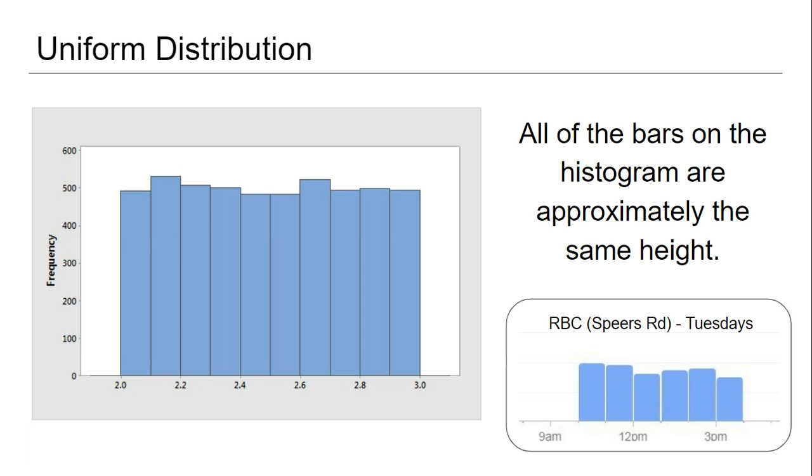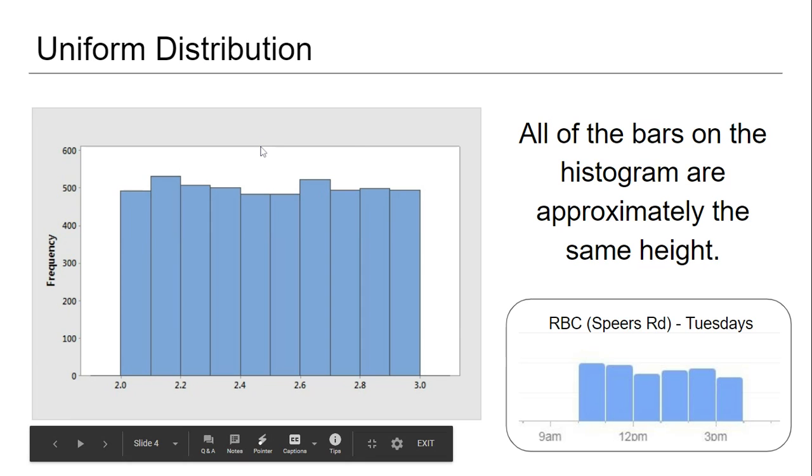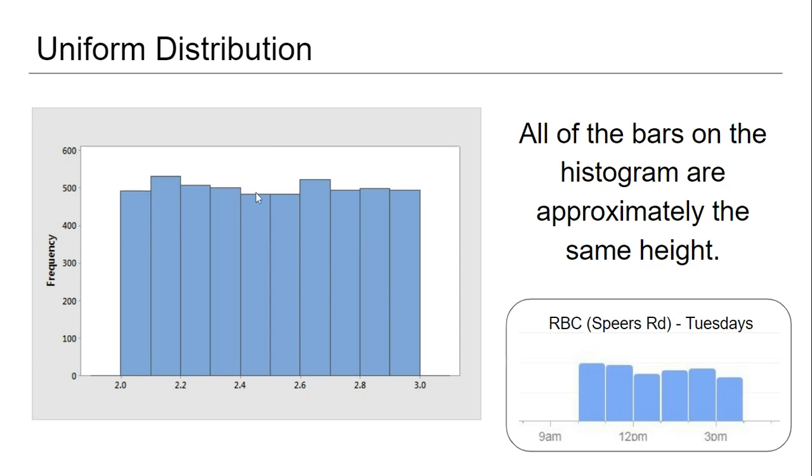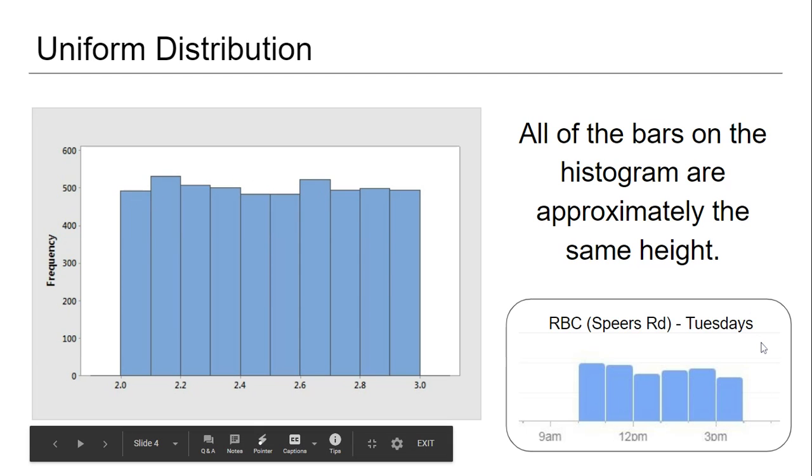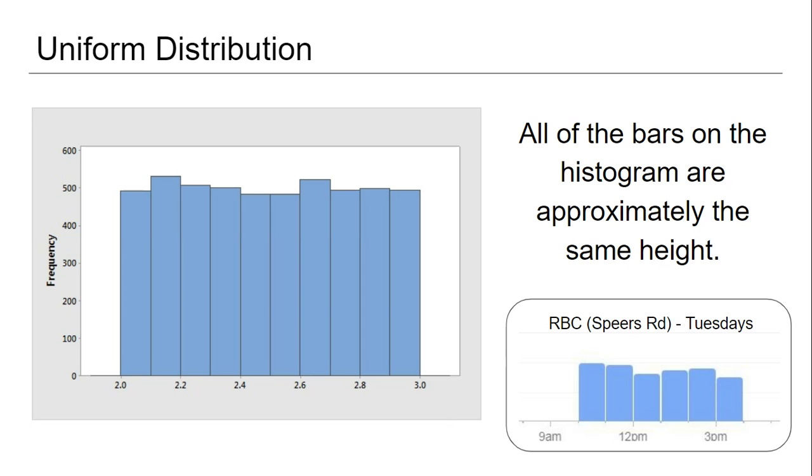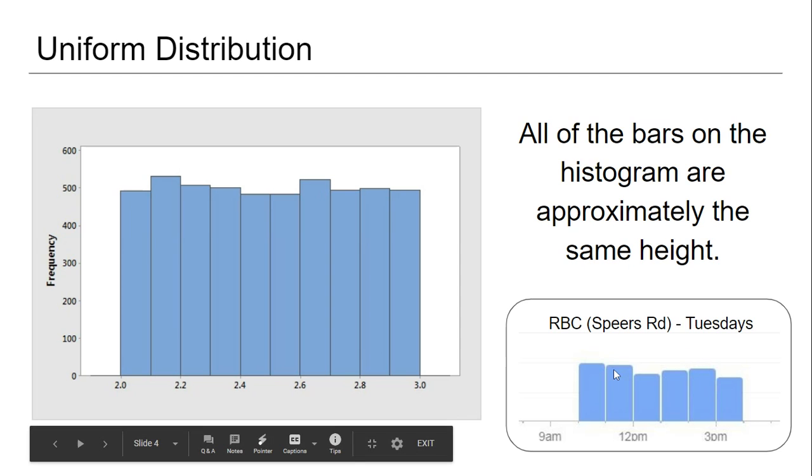Our first type of distribution is uniform distribution. When something is uniform distribution, it means that all of the bars are close to the same height. They're not all going to be exactly the same, but they're definitely all in that range. The real world example that I found is the Royal Bank on Spears Road on Tuesdays. They're pretty much busy about the same amount every hour that they're open. If I'm looking at when to go to the bank, it really doesn't matter because it's pretty much the same in terms of being busy all day long.